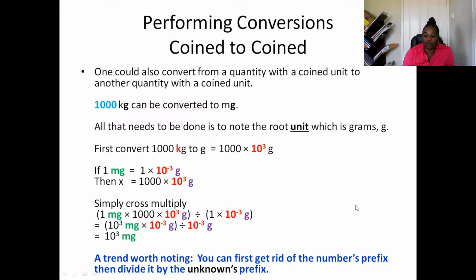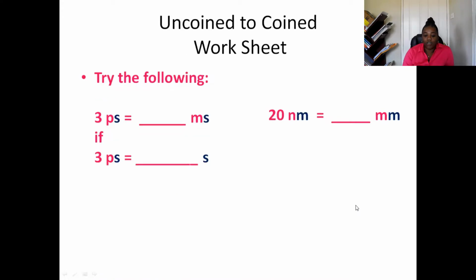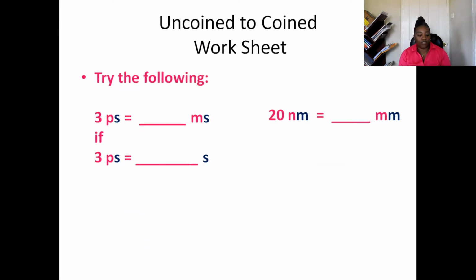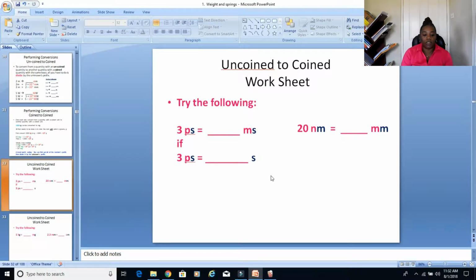We have our worksheet. Yay! So we could work together. Here it is asking: convert 3 picoseconds to milliseconds. Now how on earth do we do that?